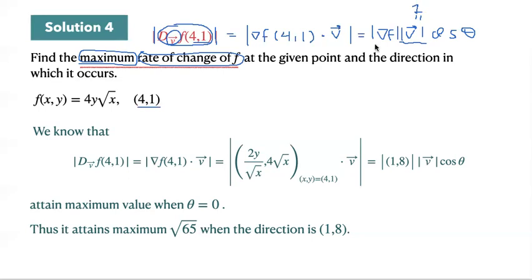And our gradient f at 4, 1 is just a constant vector, so it is a fixed number. So you can see that this value has the maximum at theta equal to 0, right? I mean, this term has the maximum when cosine theta has the maximum, that is theta equal to 0, and it has the minimum at theta equal to pi.